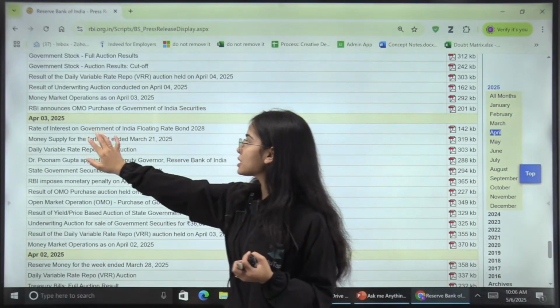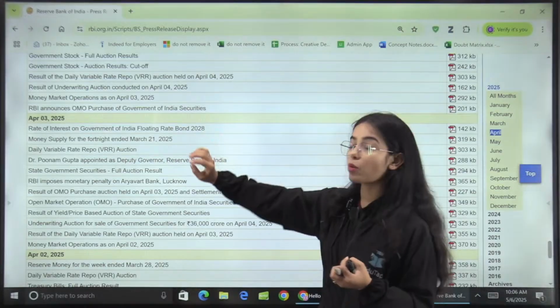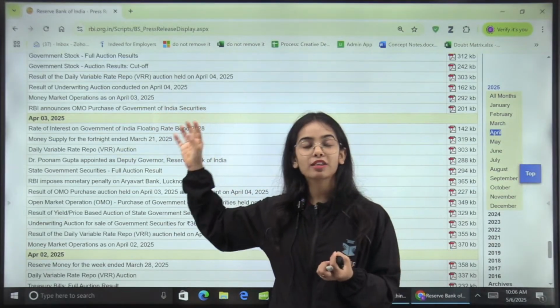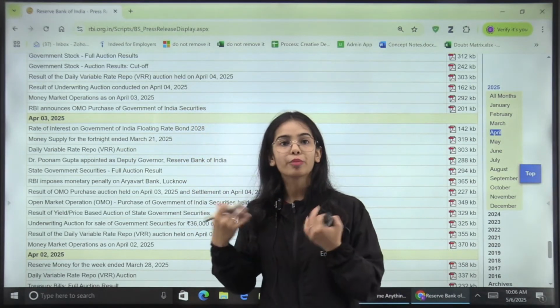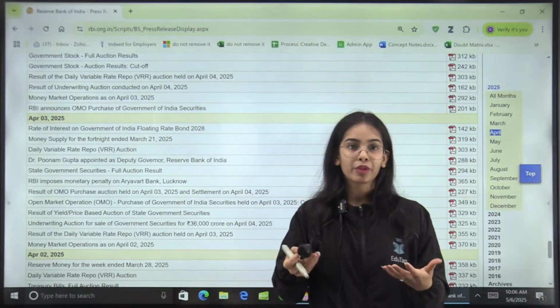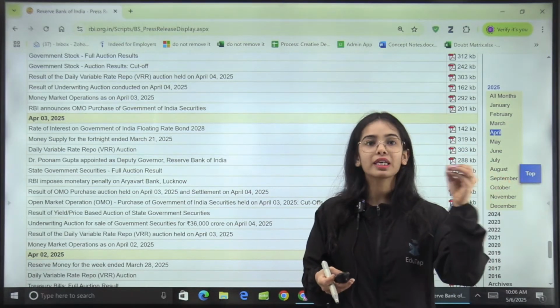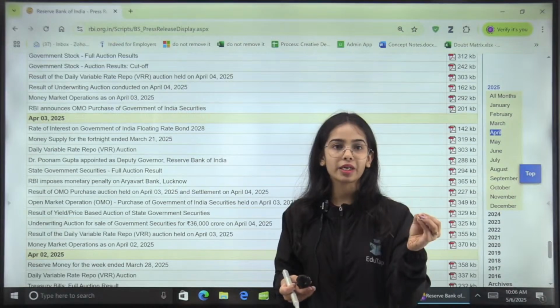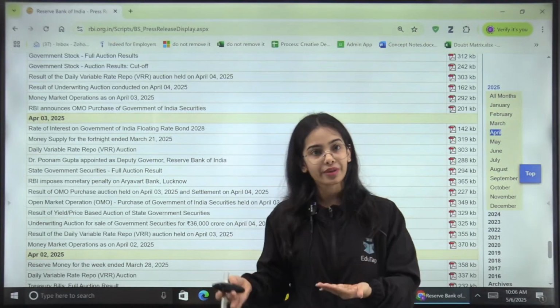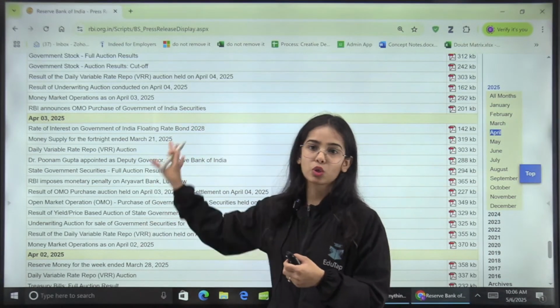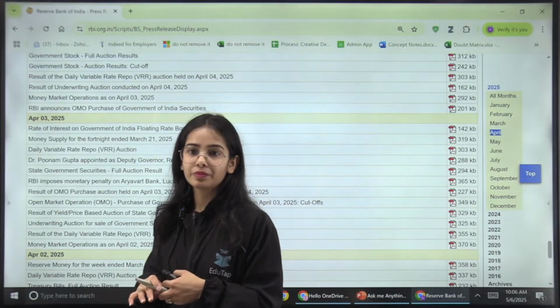Now rate of interest is decided on the Government of India floating rate bond of 2028. Now remember that the floating rate bonds of the Government of India, they also keep on coming. So if before the examination there is any floating rate bond that is being discussed about, that you can read about, but right now it is not very important.